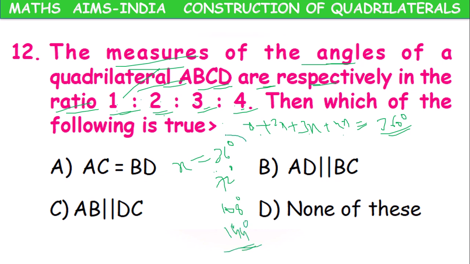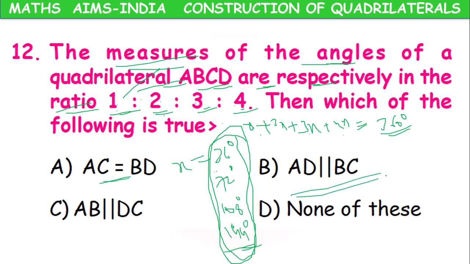So, as all the angles are different, all the sides will have different lengths, and no angle is 90 degrees. So there is no possibility of sides being equal or sides being parallel. As the four angles are different, there is no possibility of equality or parallel lines. So the answer is none of these. Option D is correct.